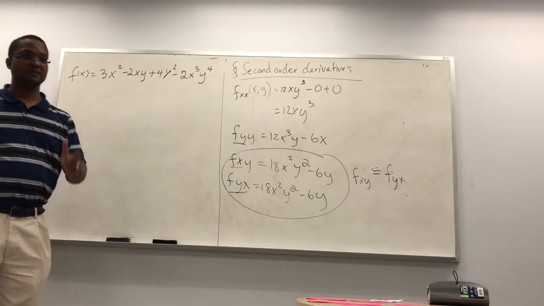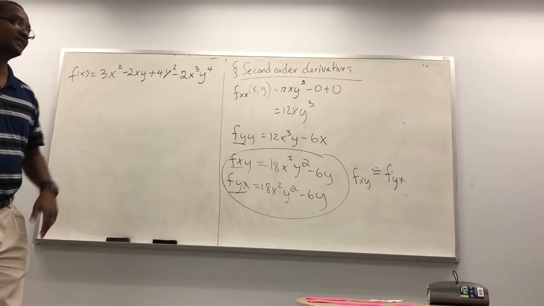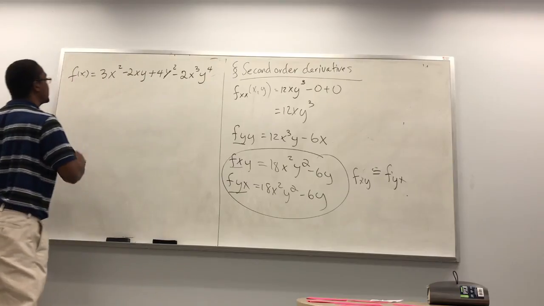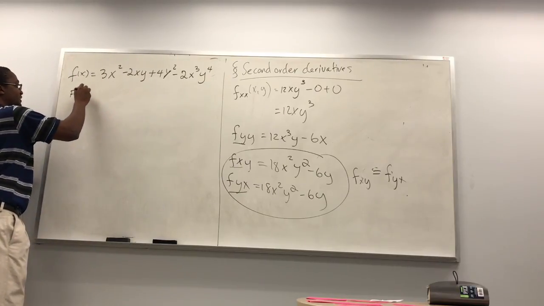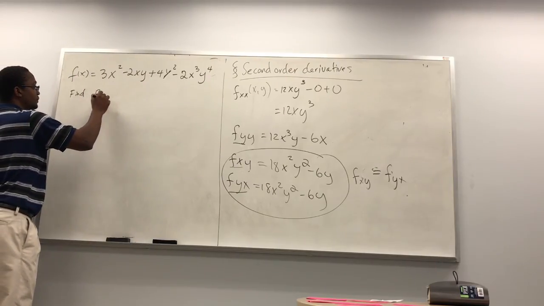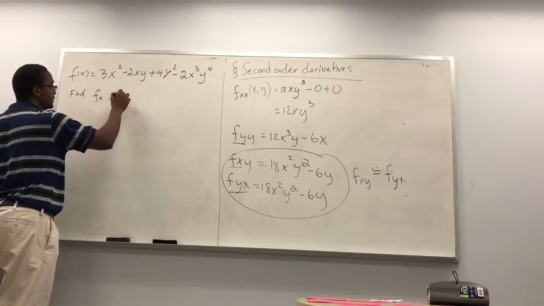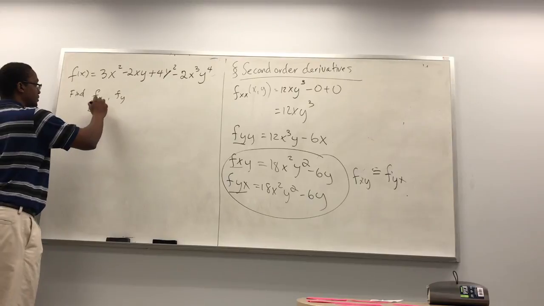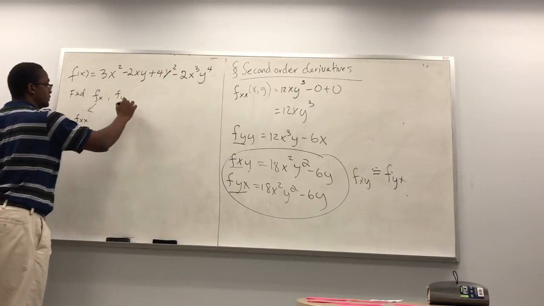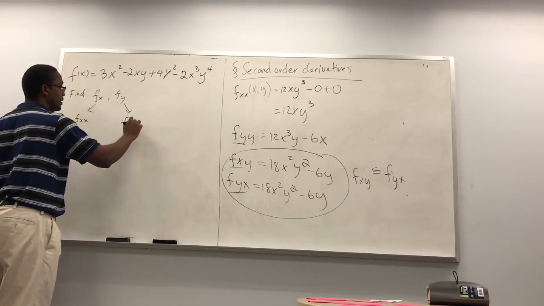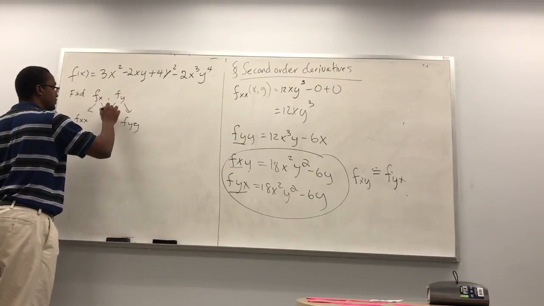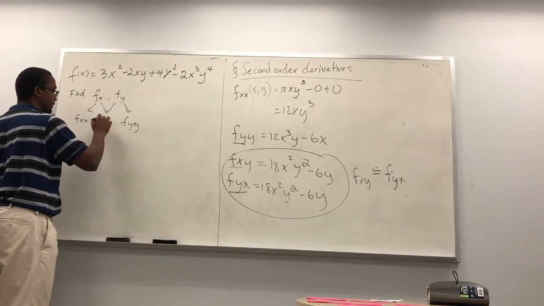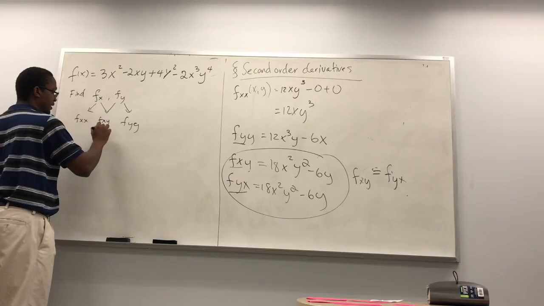So f of x, f of y, f of xx, f of xy, f of yy, and f of yx. There are 6 of them. f with respect to x, f with respect to y. That's your first order. And then you want to find f of xx, and you want to find f of yy. And of course, you only need to find the one in the middle once, because f of xy and f of yx are the same.